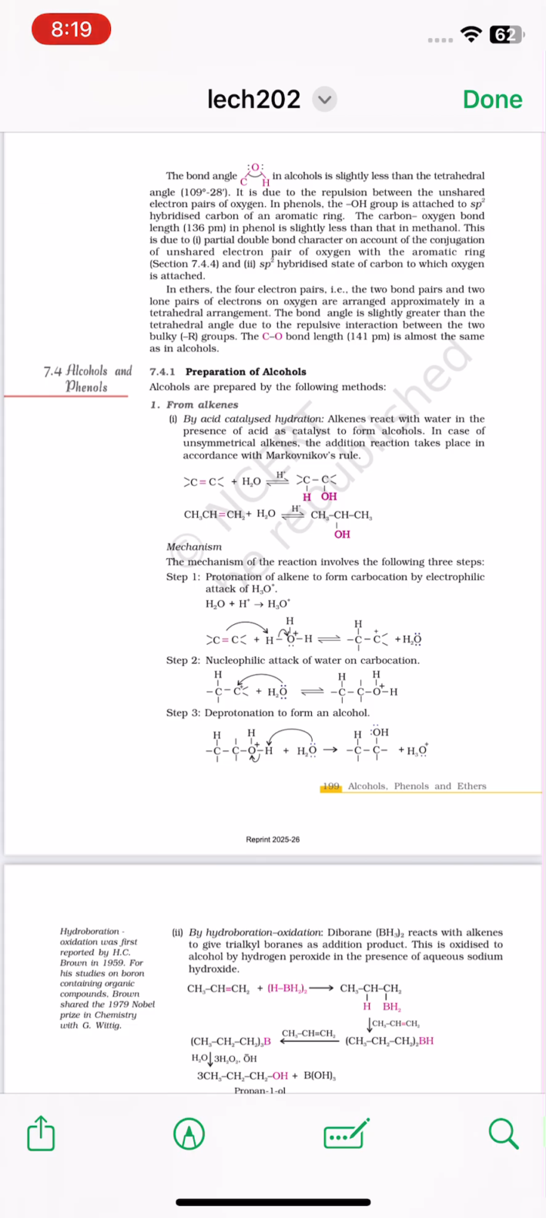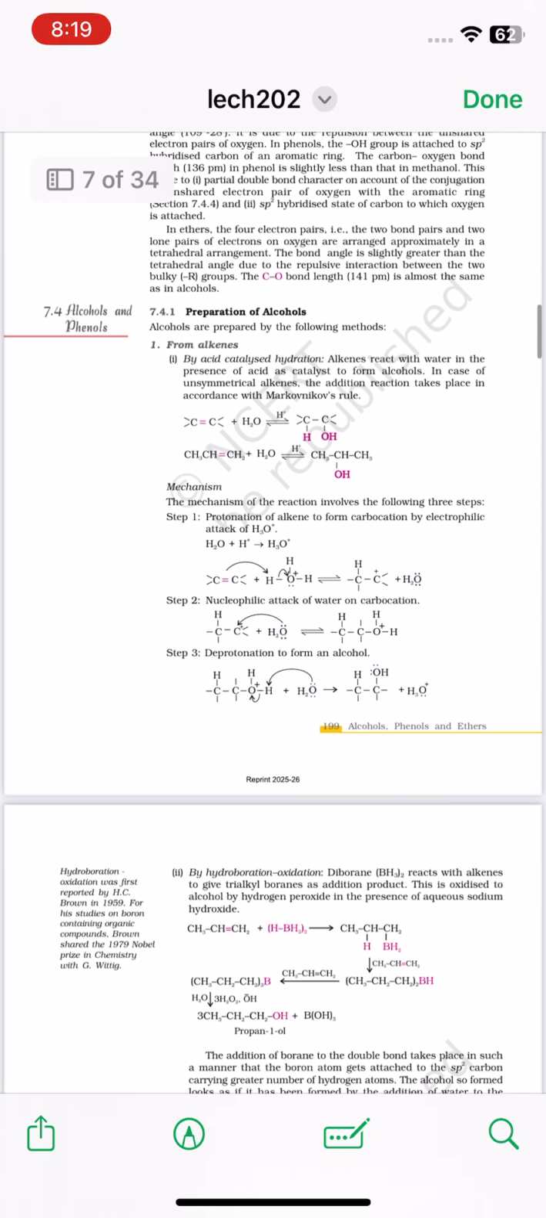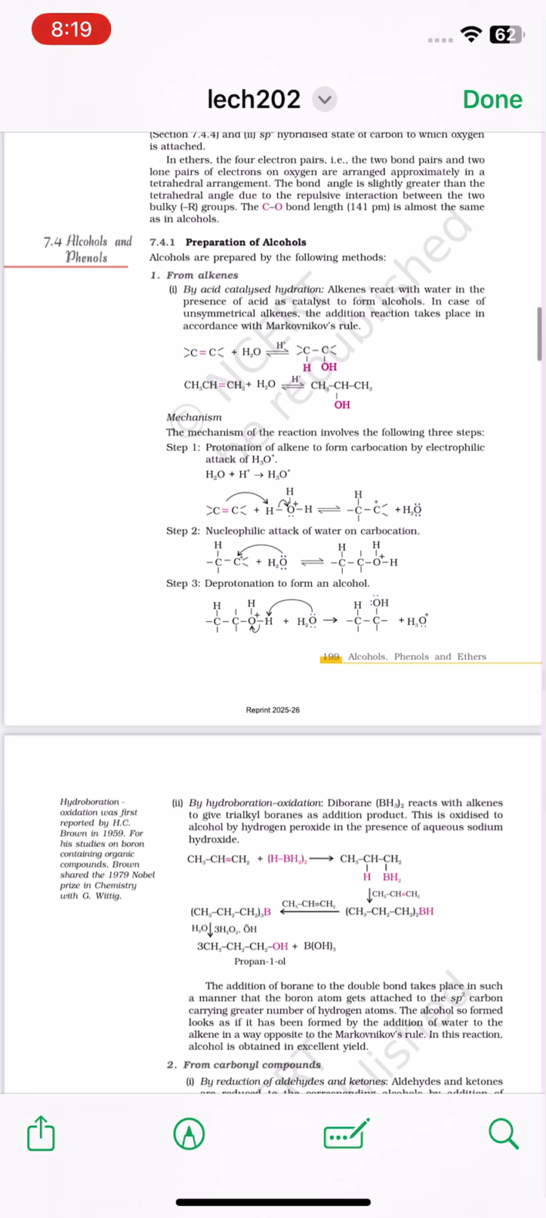Alcohols and phenols. First, preparation of alcohols. Alcohols are prepared by the following methods. From alkenes, by acid catalyzed hydration. Alkenes react with water in the presence of acid as catalyst to form alcohols. In case of unsymmetrical alkenes, the addition reaction takes place in accordance with Markovnikov's rule.